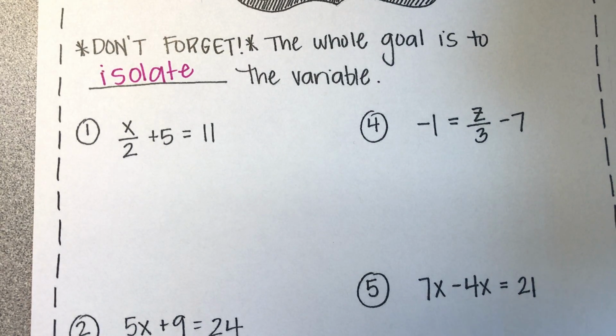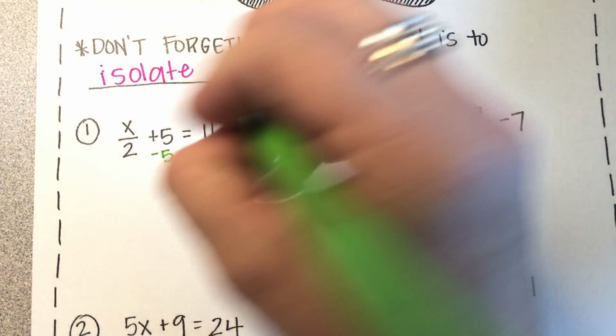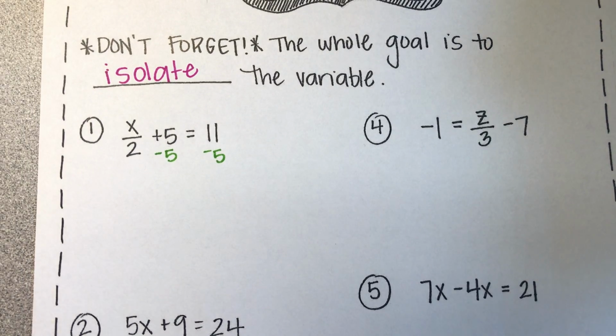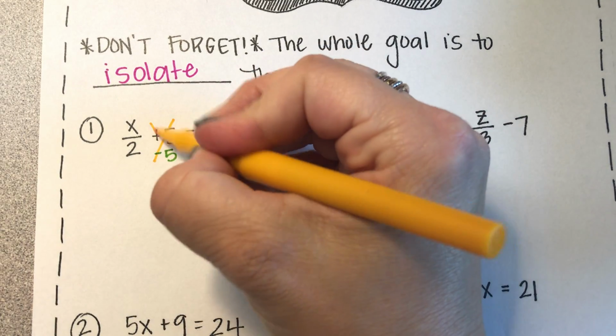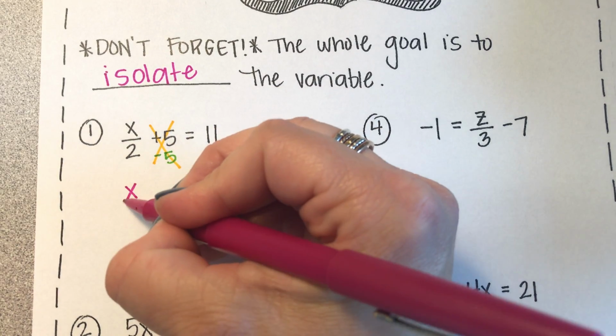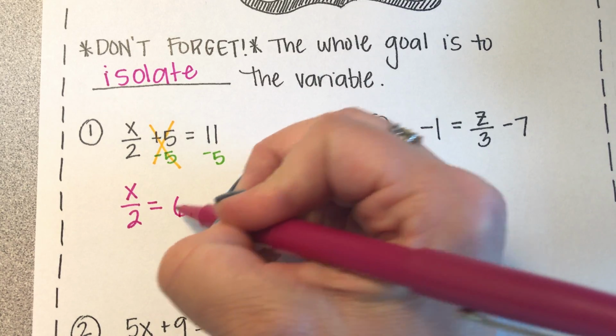So the first step is always to undo whatever is being added or subtracted. It's almost like reverse PEMDAS. So we're going to subtract 5 from both sides. Okay, get a different color. So I did that because I want plus 5 minus 5 to cancel. So what I'm left with is x over 2 equals 11 minus 5, which is 6.